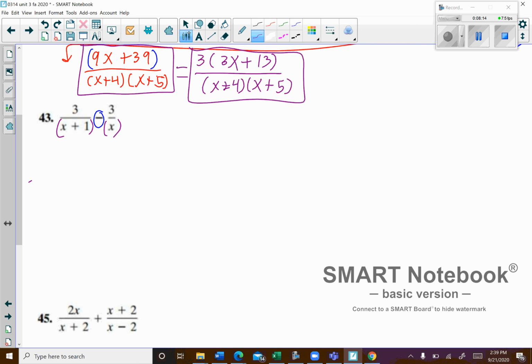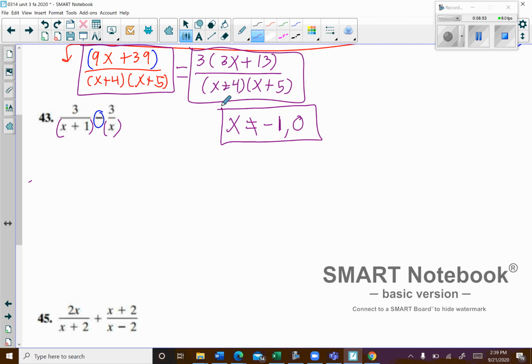Before I do that, though, you should always look for your restricted values. My restricted values on this one, x cannot equal, just look at the denominators. You could probably do this in your head. What would cause this 1 to equal 0? That would be a -1. If you were to let x equal -1, the first fraction's denominator would turn into a 0. That's not good. And then my other restricted value, looking at the second fraction, would just be a 0, because if you let x equal 0, the first one would be okay, but the second one would divide by 0. So those are my 2 restricted values, okay?